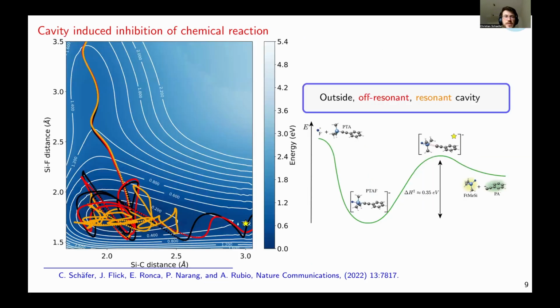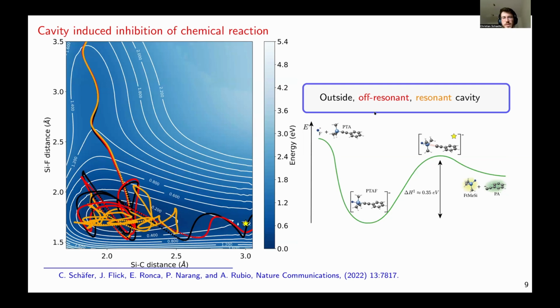And this is what we get. So we simulate 3 different trajectories, and they're illustrated here on the potential surface. So it's not MD, I said it's Ehrenfest dynamics for the nuclei, but it's just for visualization on the potential surface here. And you can nicely see that all 3 trajectories are entering this local minimum. So this PTAF minus pentavalent complex here, basically a silicon fluoride distance just reduced.